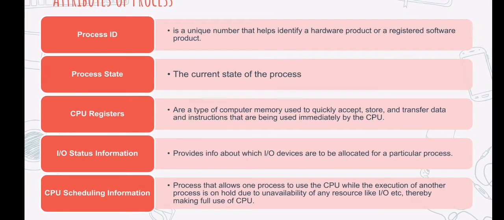Lastly, we have the CPU scheduling information. CPU scheduling is a process that allows one process to be used by the CPU while another process's execution is on hold or in a waiting state due to the unavailability of any resource such as input-output devices, allowing the CPU to be fully utilized. Remember that the goal of CPU scheduling is to make the system as efficient, fast, and fair as possible.